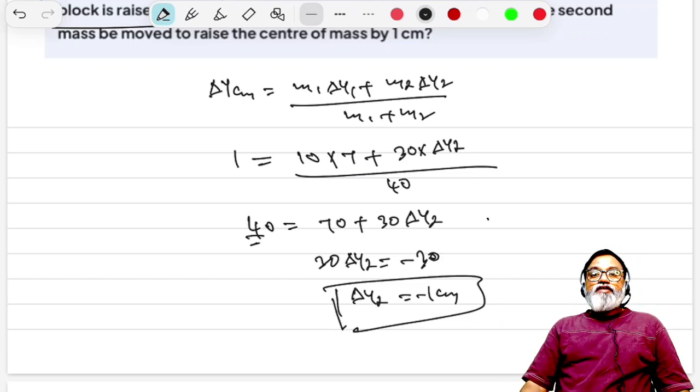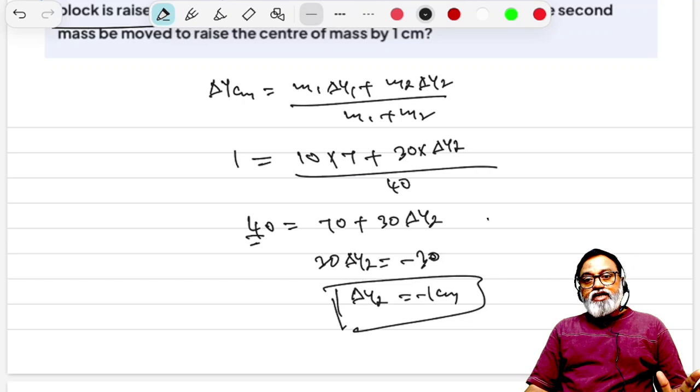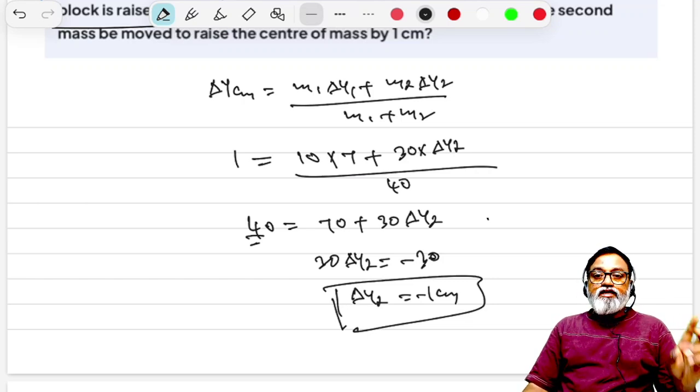Therefore, with this, we completed the total formulas that are very useful for NEET. We completed lecture 1, lecture 2, and this is lecture 3. Then we can move to the next chapter, that is collision.